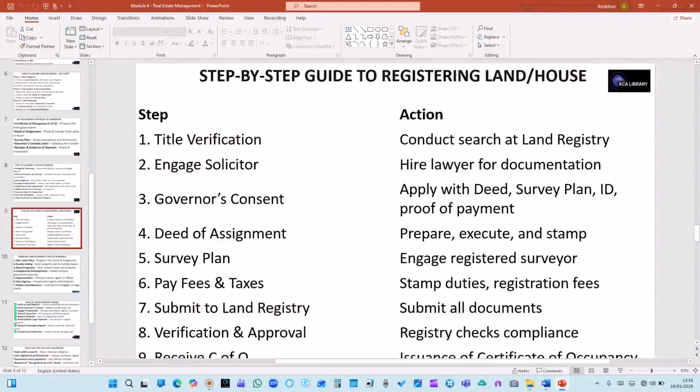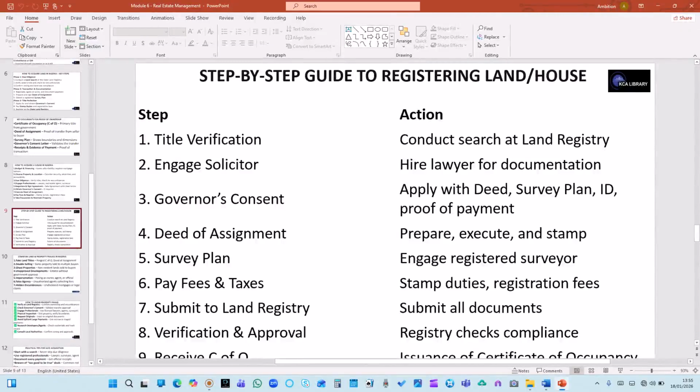Number 1 step is title verification. Here you conduct a search at the land registry, usually at the state level. Then number 2 step is engage solicitor. Here you hire lawyers for documentation. Number 3 step is governor's consent. Apply with deed, survey plan. So you use your survey plan, deed of agreement, and proof of payment, and apply for governor's consent.